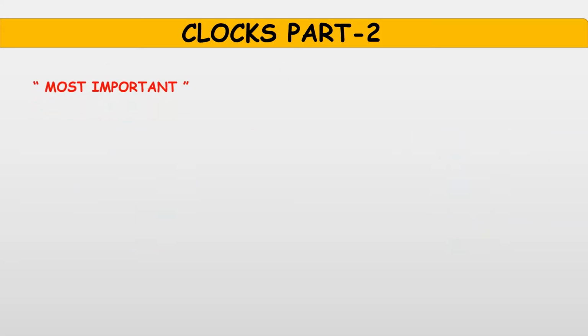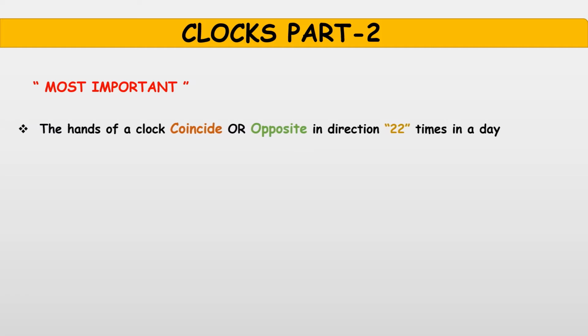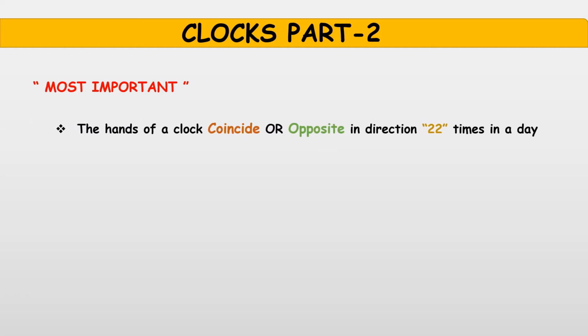Here are some results you can use directly. The hands of a clock coincide 22 times in a day, and are opposite in direction 22 times in a day. For example, at 1 hour 5 minutes, both the hands are coinciding, and like that, in a day those two hands coincide 22 times. They are opposite, for example, at 6 o'clock, when the hour hand and minute hand are opposite. Like that, 22 times they are opposite in a day.